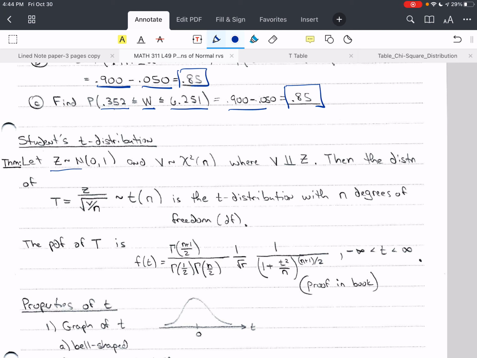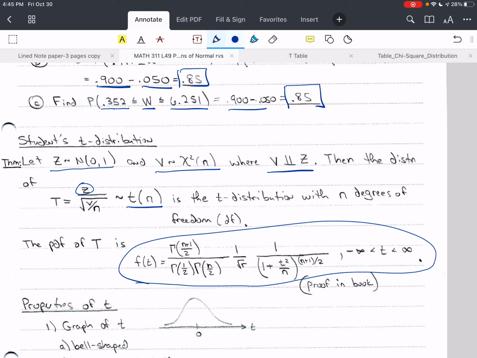And so let's say that z is a random variable with a standard normal distribution, and v is a random variable with a chi-squared distribution and n degrees of freedom. If v and z are independent, then the distribution of t, which is z divided by the square root of v divided by its degrees of freedom n, has a t distribution with n degrees of freedom. Okay? And so the book gives the PDF of this distribution, and the proof is in the book. So please make yourself familiar with the proof.